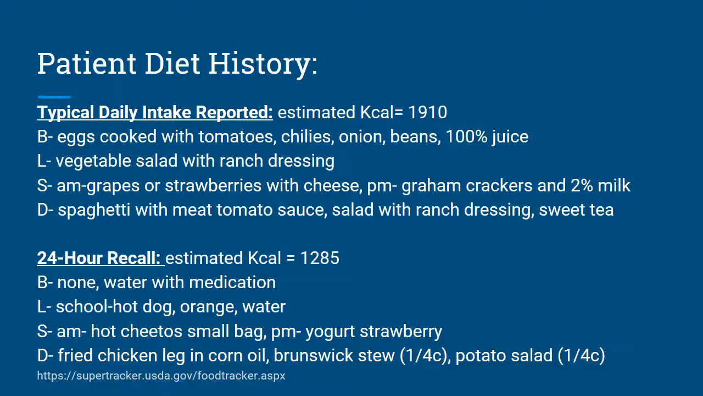A 24-hour recall estimated kilocalories at 1,285. The patient reported no breakfast, but only water with her medication, a school hot dog, an orange, and water, which was about 10:30 in the morning at school, an AM snack of hot Cheetos, and an afternoon snack of a strawberry yogurt, with dinner consisting of fried chicken and corn oil, Brunswick stew, and potato salad. These estimated kilocalories were achieved using SuperTracker Food Tracker on USDA.gov.